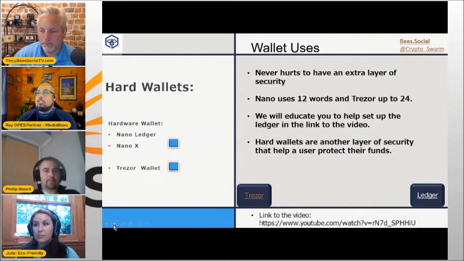I think the Nano X does 24, because I have one and it's 24. And the difference is that the Nano X actually supplies those words, and I think with Trezor you're able to supply those words. I think. I don't know. Yeah, I believe you're right. That's all for reference.